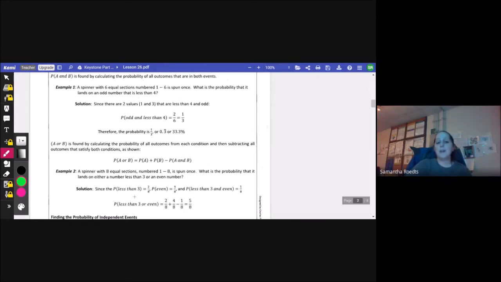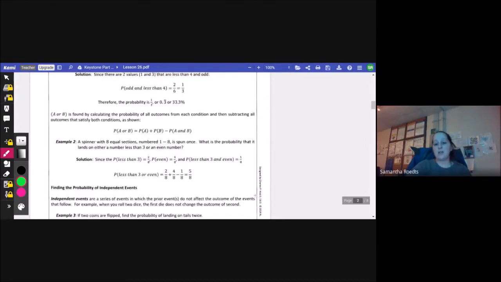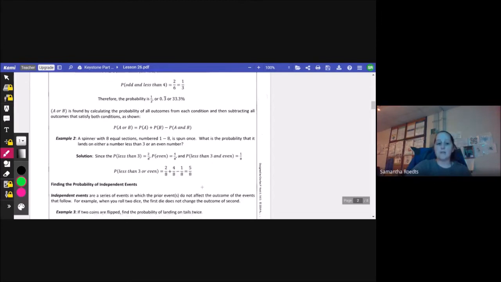So we have to find the probability of it being less than 3. There are 2 numbers that are less than 3, 1 and 2, so 2 out of 8. The probability of it being an even number is 4 over 8, and the probability of less than 3 and even is 1 out of 8. So P of less than 3 or even is 2/8 plus 4/8 minus 1/8, or 5/8.